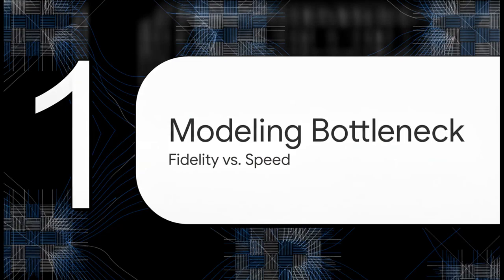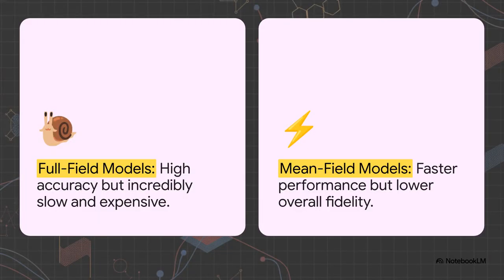Section 1. The computational modeling bottleneck, balancing fidelity and speed. So, to really understand the solution here, we first have to look at the core challenge. Modeling woven composites is notoriously tricky, mostly because of their intricately interlaced yarns. Engineers face a really harsh trade-off. On one hand, you have high-fidelity full-field micromechanical models. These give you stunning accuracy, but they are incredibly slow and computationally expensive.